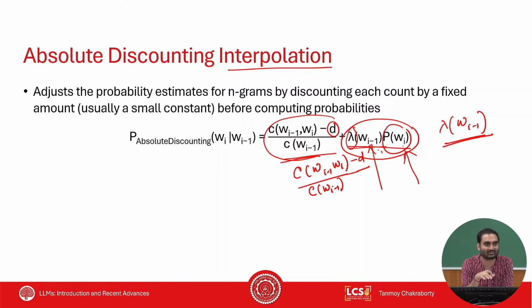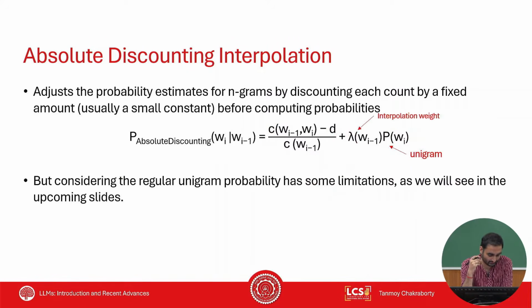But this is not that easy. The reason is, if you look at the unigram count, P of wi, for cases like stop words, pronouns, and articles like a, the, an, you see a lot of unigram counts. So for stop words and frequently occurring words, the unigram count will always be very high.